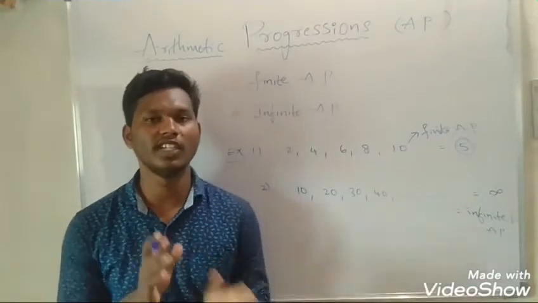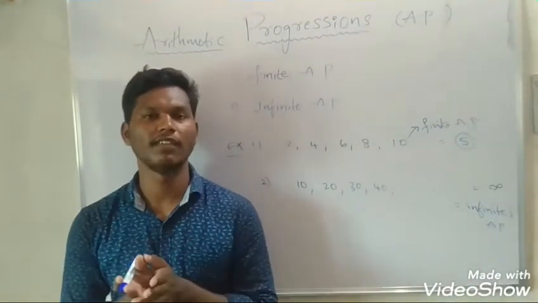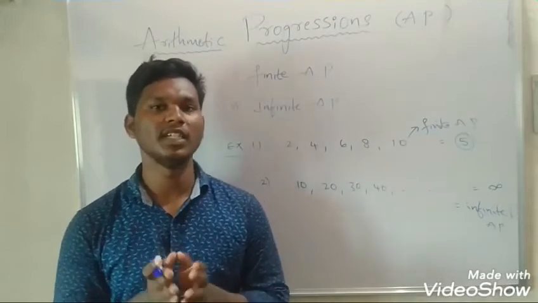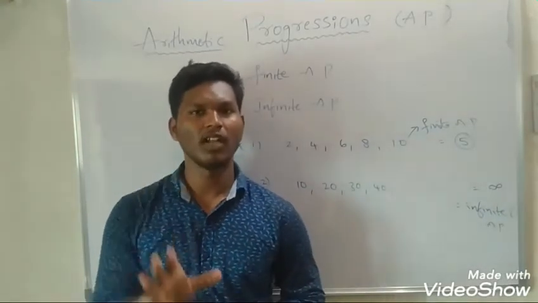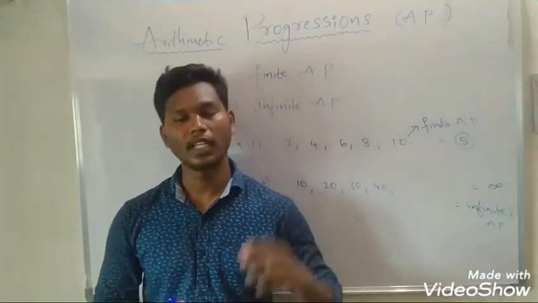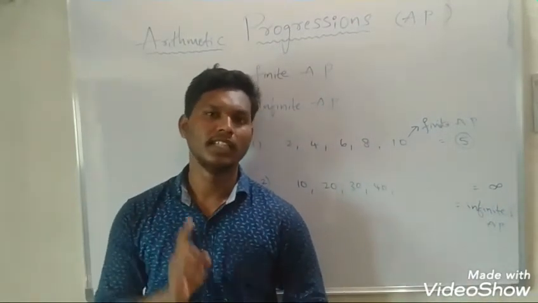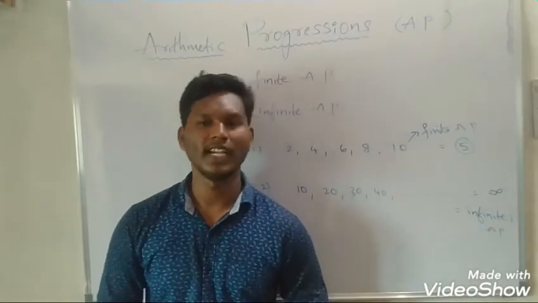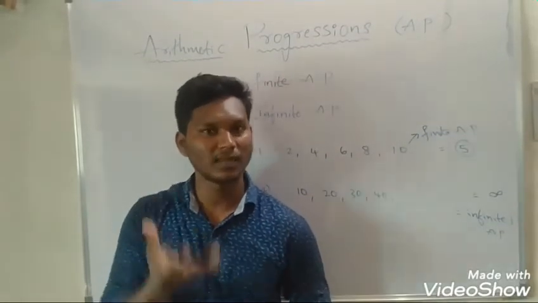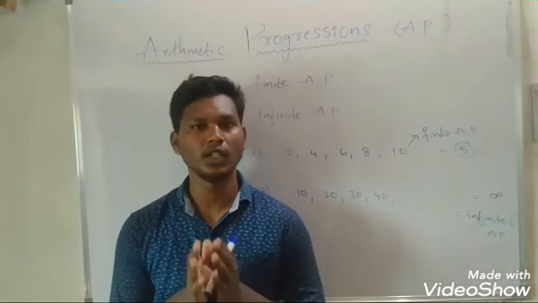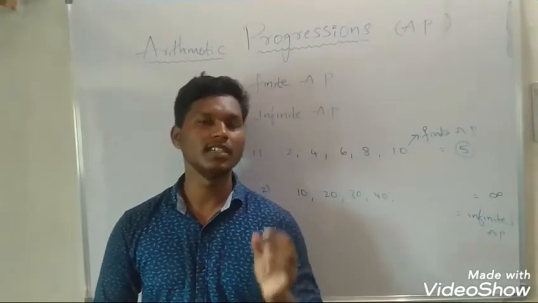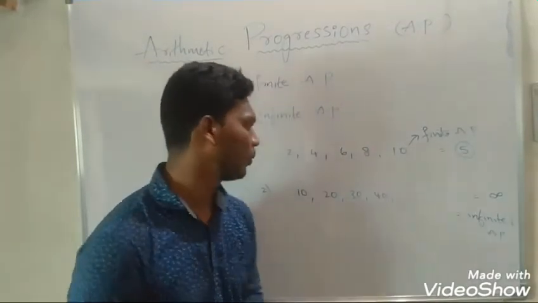Hope you understood the difference between finite AP and infinite AP. Simply, finite AP means we can say a particular number of terms. There are 5 terms in the AP. There are 6 terms in the AP. So whenever we are seeing a particular number, then we must say it is a finite AP. Whenever we can't express how many terms are there, then you must say the given AP is infinite. Okay friends, hope you understood.